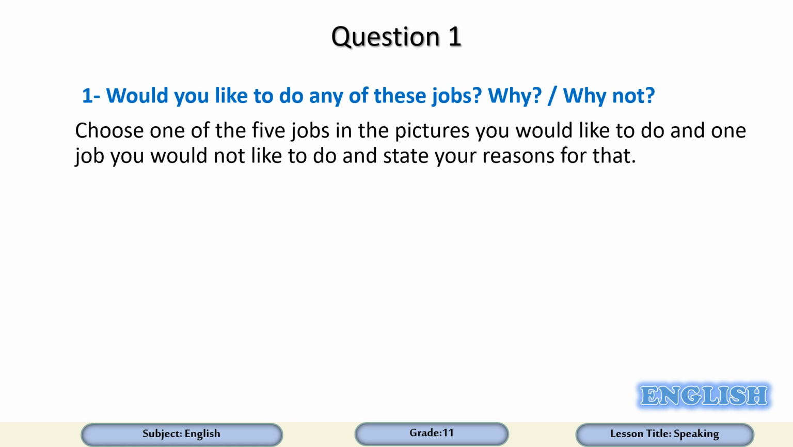Let's now start with the question 1. Would you like to do any of these jobs? Why or why not? What you do here is to choose one of the 5 jobs in the pictures you would like to do and one job you would not like to do and state your reasons for that. Stop the video and take some time to do the task. If you have finished, let's start with this answer.